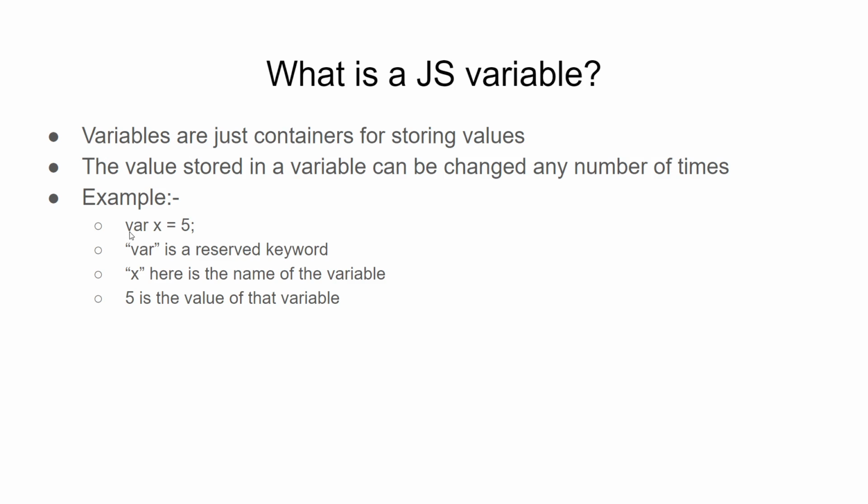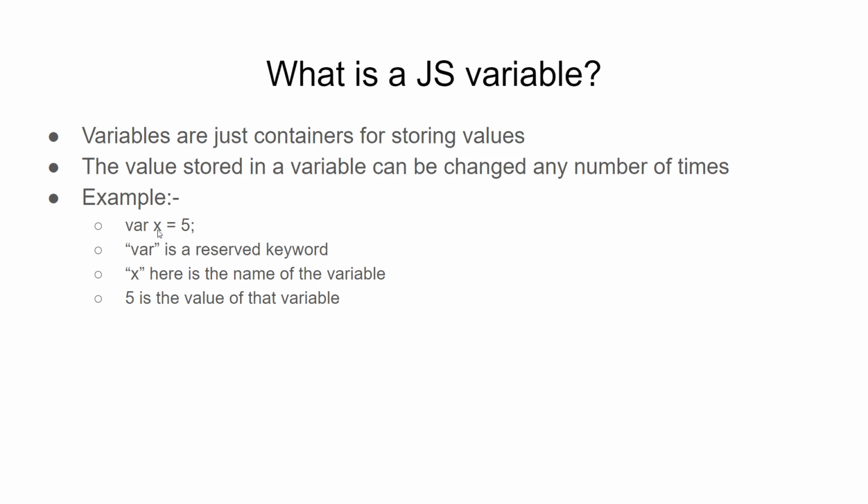Now if you look at this example, here we have var x equals 5. Here var is a reserved keyword, which means that JavaScript uses this to perform some actions and you can't use it as a variable name. Var denotes that whatever comes after it is a variable. Here x is the name of that variable, and 5 is the value of that variable. So here we are declaring a variable and initializing its value to be 5.